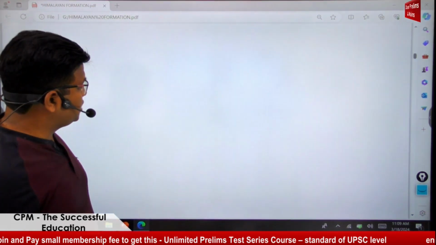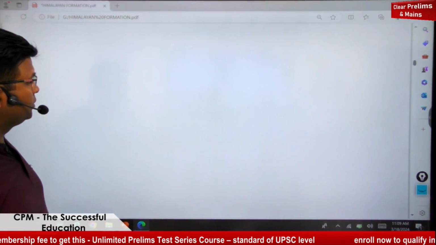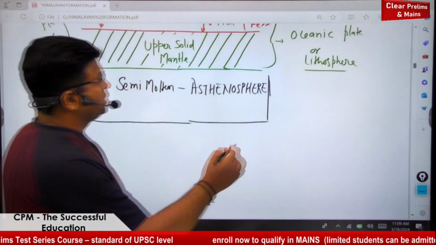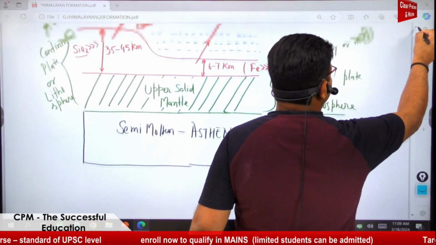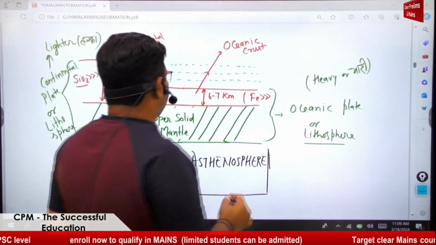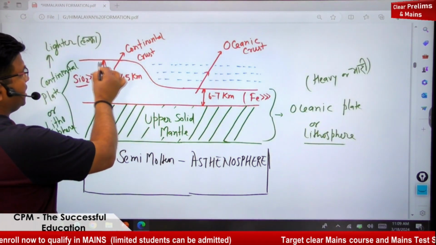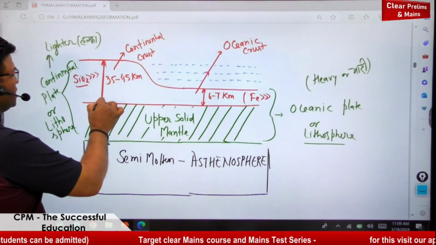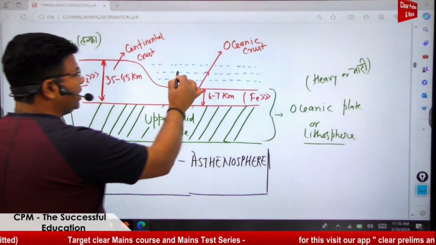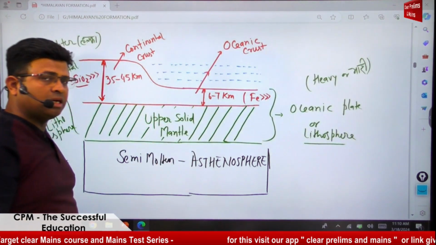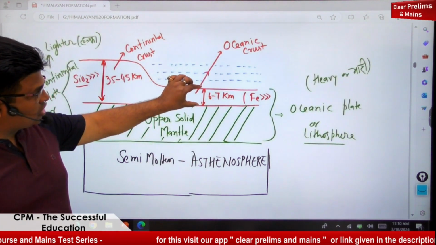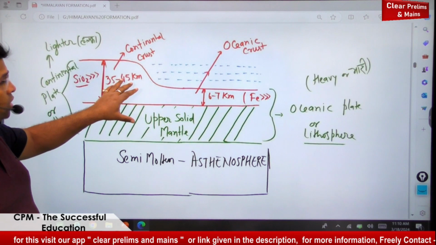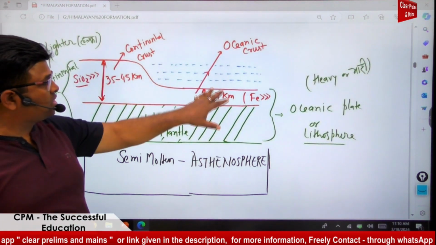Now we'll have to see, you know that below the crust, the mantle exists. Here is our continental crust, and its thickness is around 35 to 45 kilometers. Below the oceanic water there is an oceanic crust, which is 6 to 7 kilometers thick. I think it is clear. So continental crust is 35 to 45 kilometers thick, and the oceanic crust is 6 to 7 kilometers thick.